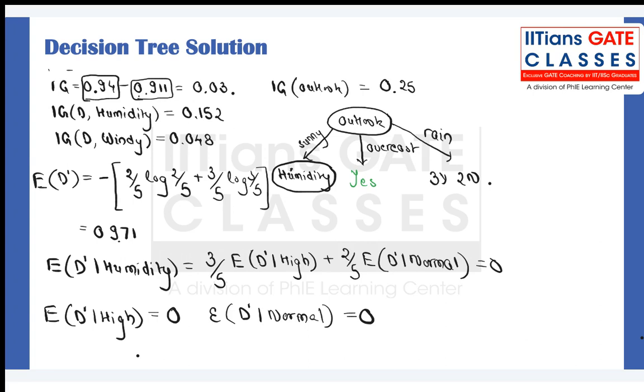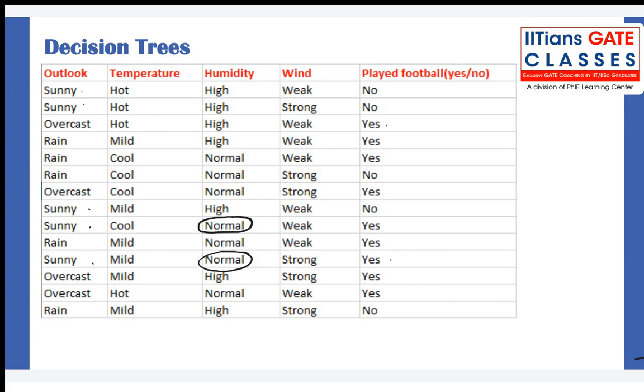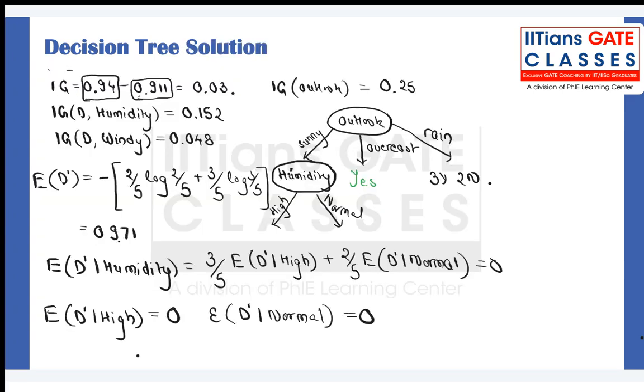And humidity, if it is high and if it is normal. So humidity if it is high, humidity if it is normal, it is yes. So humidity if it is normal, it is yes, and humidity if it is high, it is no. Okay, this is the tree that I made till now.